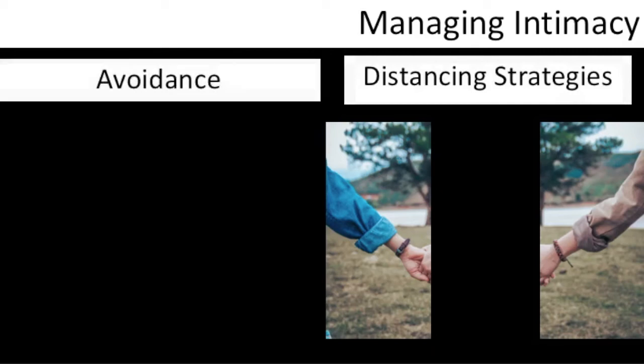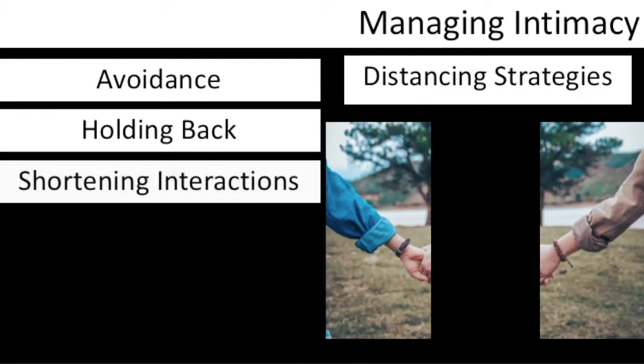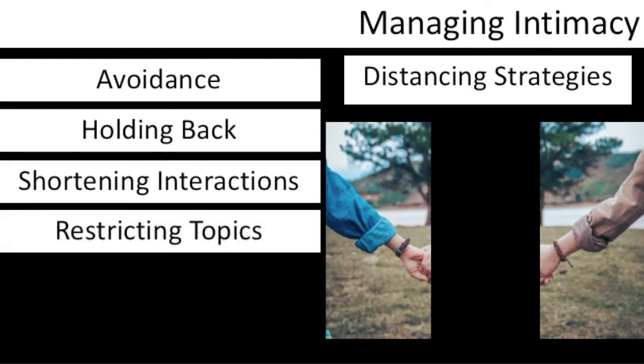Often, we may simply avoid interacting with the other person completely. If this isn't possible, we may hold back on sharing, that is, reduce the depth of our self disclosure and keep our discussions superficial, and even shorten interactions where possible. We may also restrict the number of topics we talk about, that is, reduce the breadth of our self disclosure.